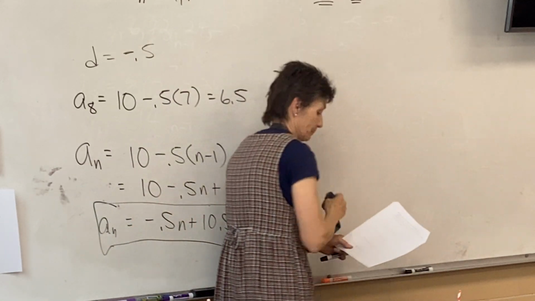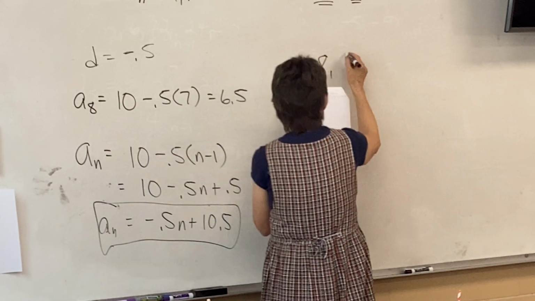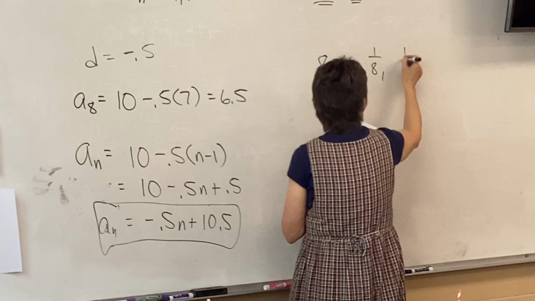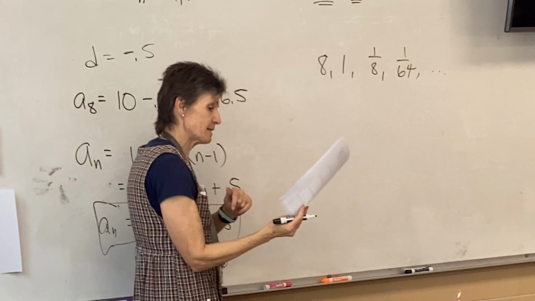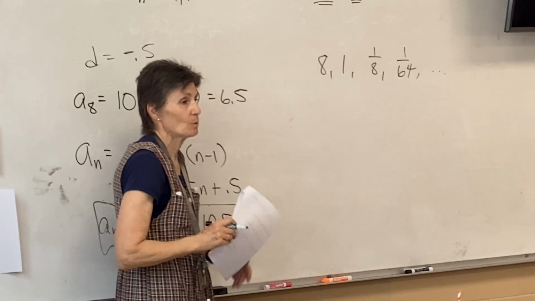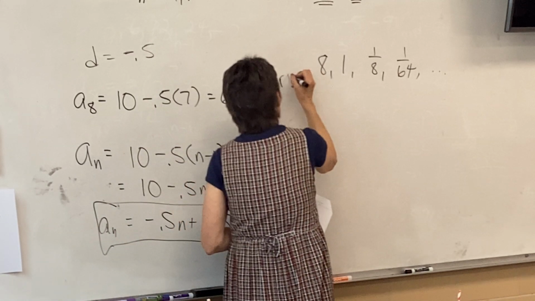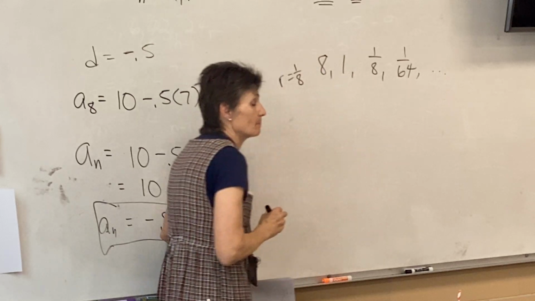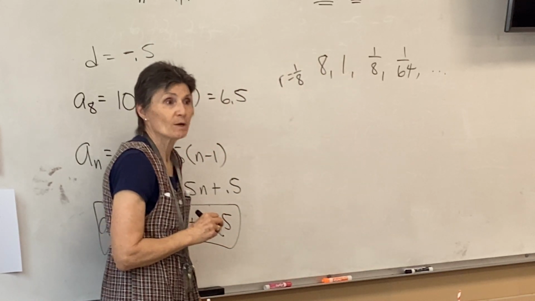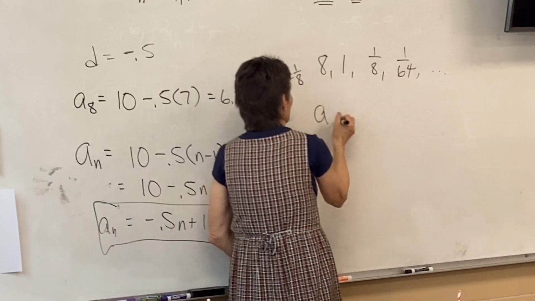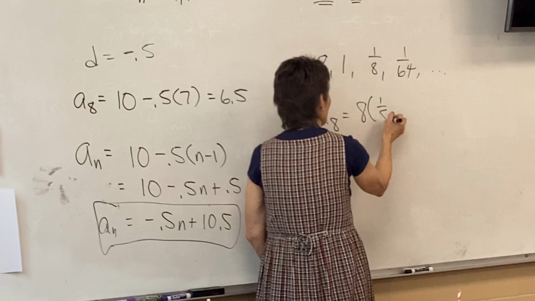Next one is number 5. All right, what's happening in the last one? Hang with me. If we get through question 6, I'll stop, okay? But we've got to get through question 6. It's geometric, we're multiplying by 1/8. Okay, so here we go. 8th term: 8 times 1/8 to the power of 7.